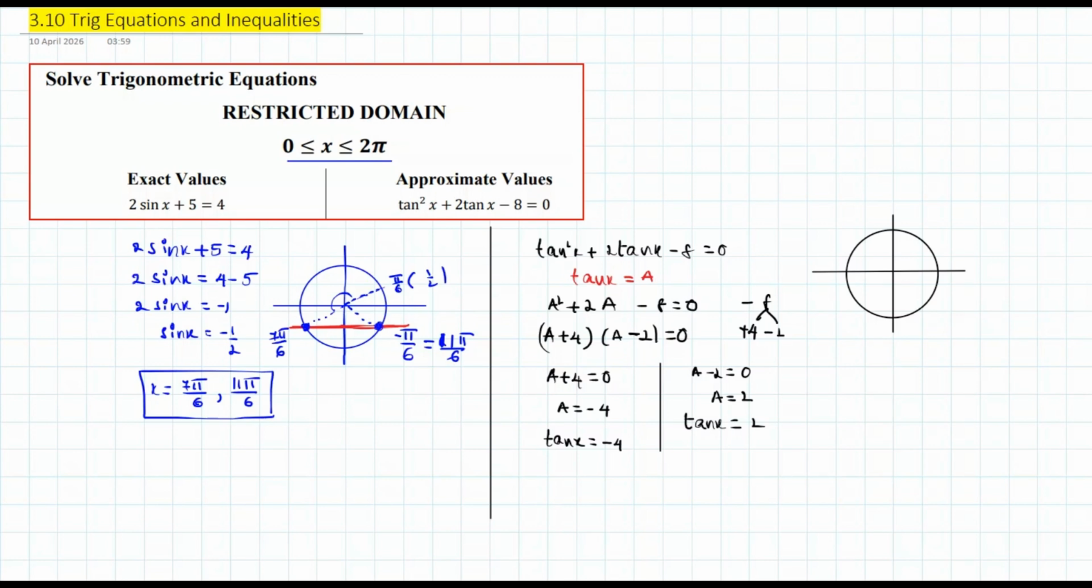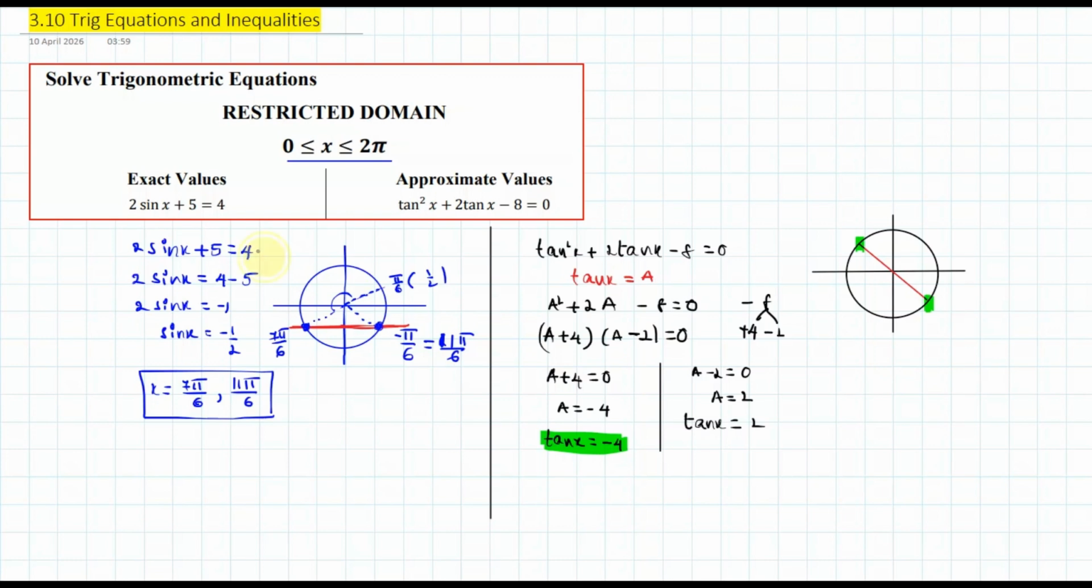So tan x equal to -4, that means we need the values of x where the terminal ray has the slope -4. The slope -4 is in this one, right? So let's say this is -4. That means this equation has two solutions, one in the second quadrant and another in the fourth quadrant.